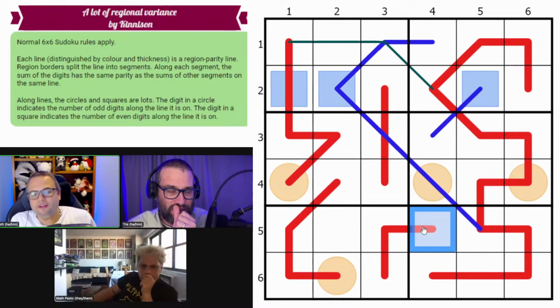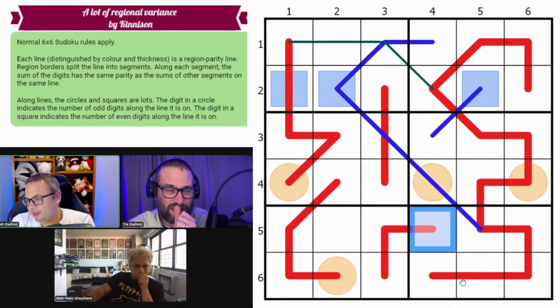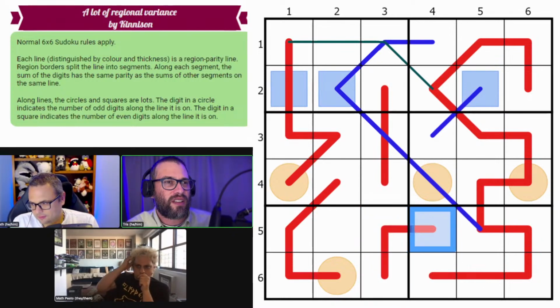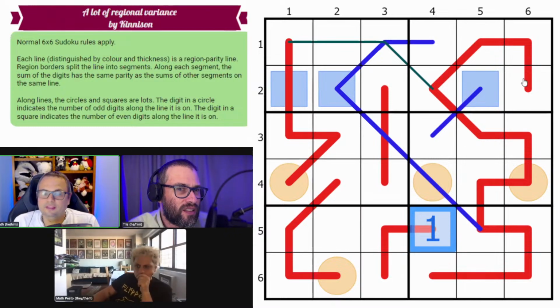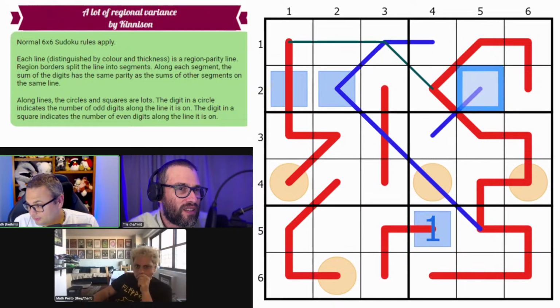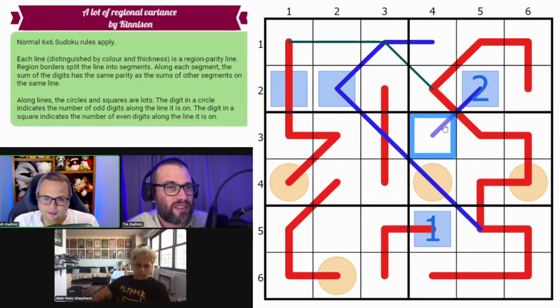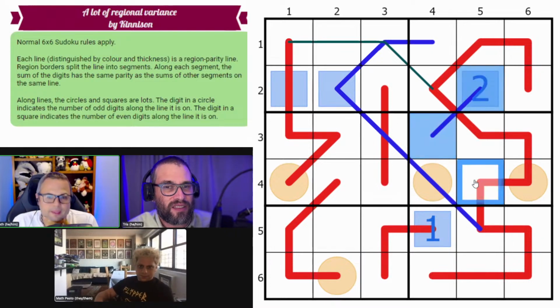So either all the digits are even, which is not possible because then this digit would be a 3, or there is 1 even on it because the sum of the whole line is even. So it has to be 1 is what it actually has to be. This one really does have to be 2. Do we agree? Yes. Okay, so this one really does have to be 2. So that is also even, and that's even.